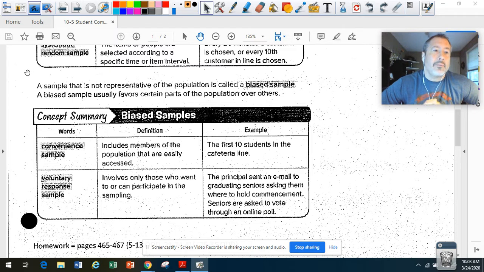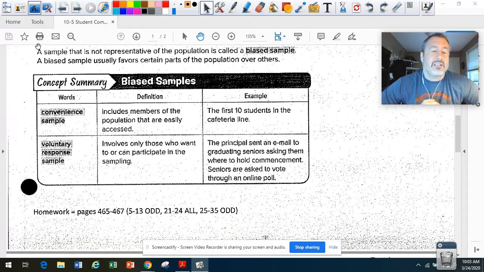It says here, a sample that is not representative of the population is called a biased sample, okay? A biased sample usually favors a certain part of the population over others, okay? Let's talk about a convenience one, okay? If we look at the convenience sample here, it says it includes members of the population that are easily accessed. That means you're lazy. You just want to do, hey, the first 10 students in line, I'll just pick them and be done with it, okay? That is a biased type of sample.